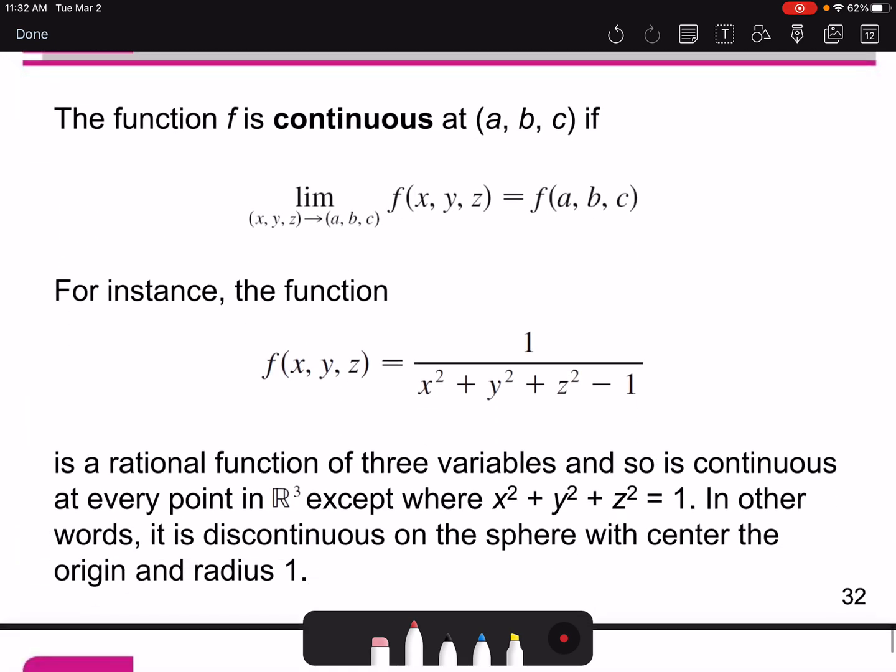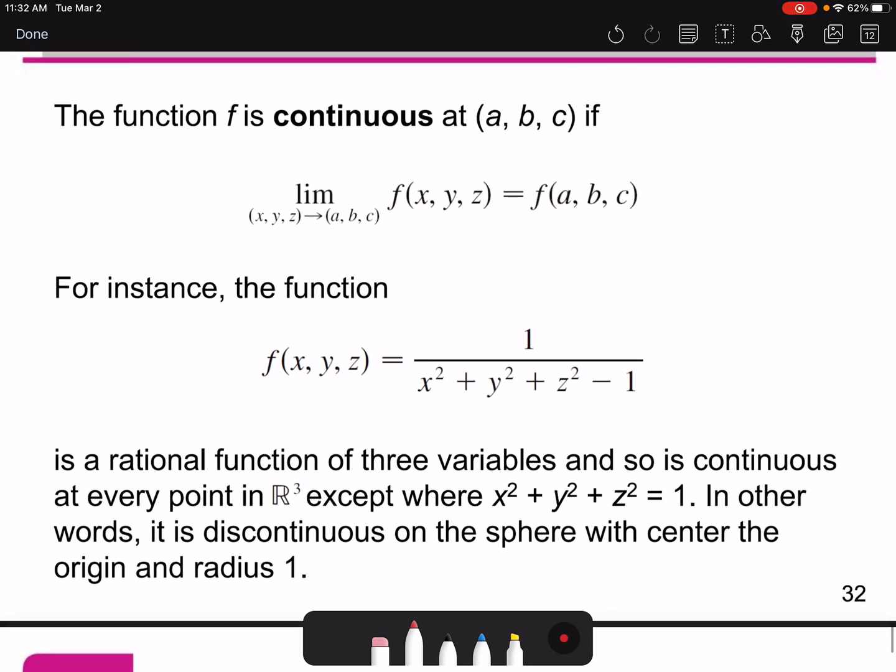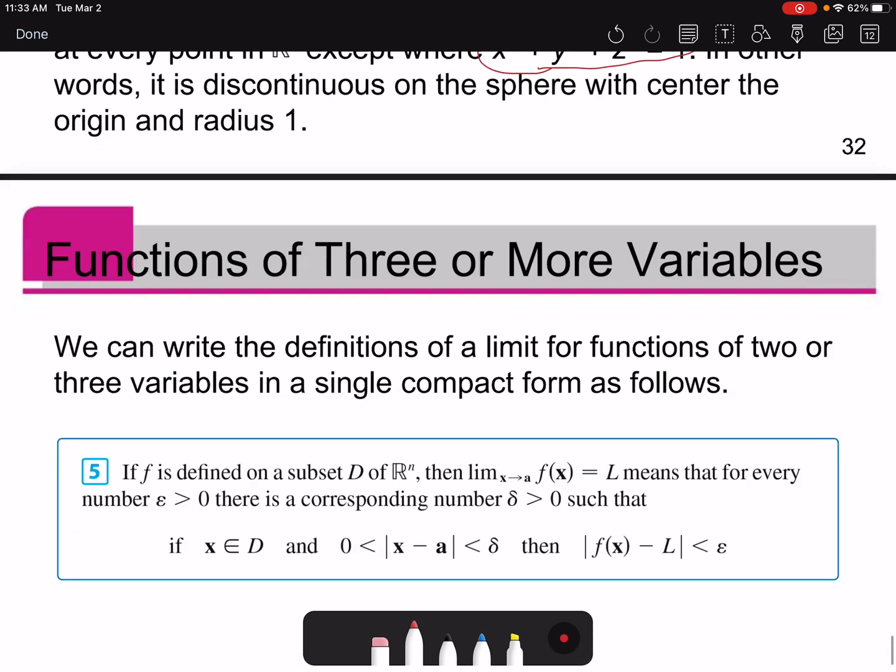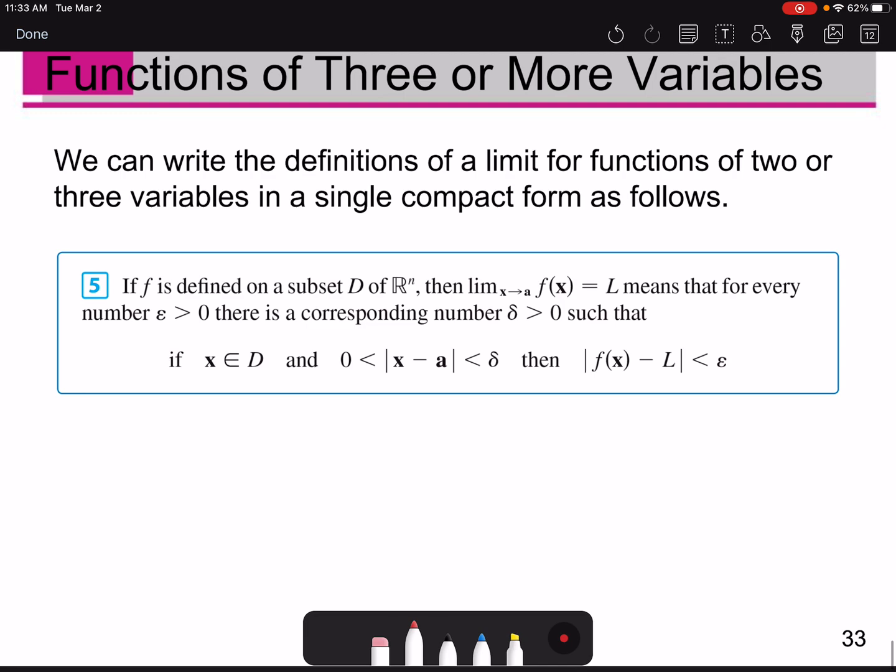So for example, here you have a function that is continuous everywhere except where the denominator equals 0. So when is the denominator equal to 0? It's when this expression equals 0, meaning this is equal to 1. Obviously, this is a sphere with radius 1. So only on that sphere is the function not continuous. It's continuous everywhere else. All right, so that's the end of that.